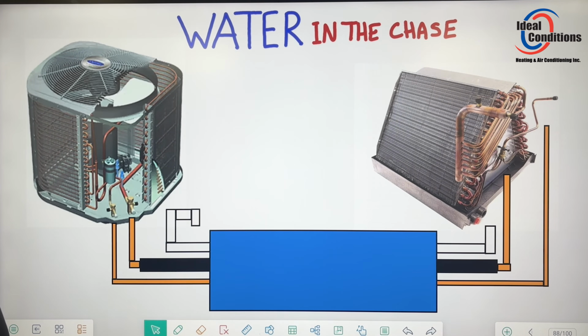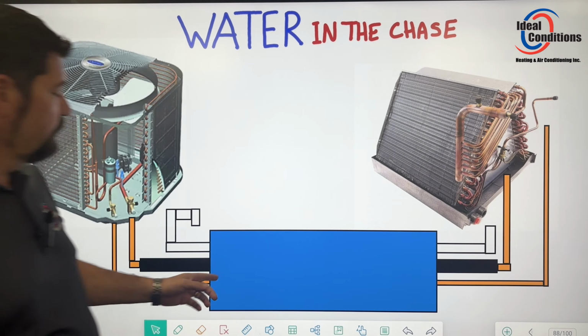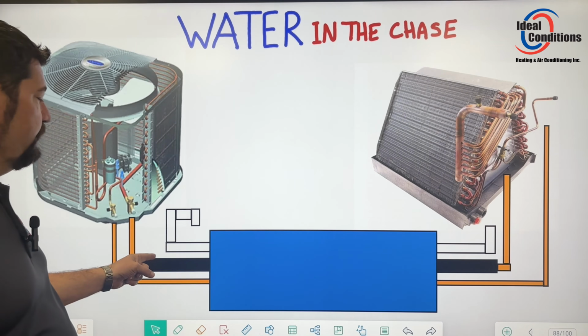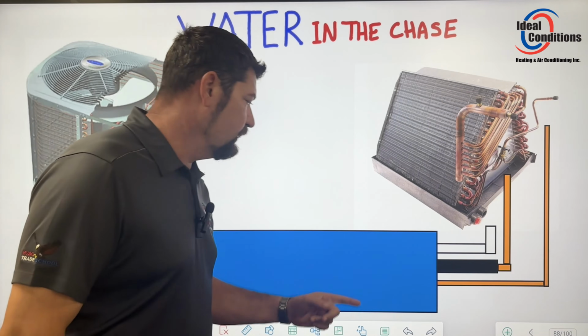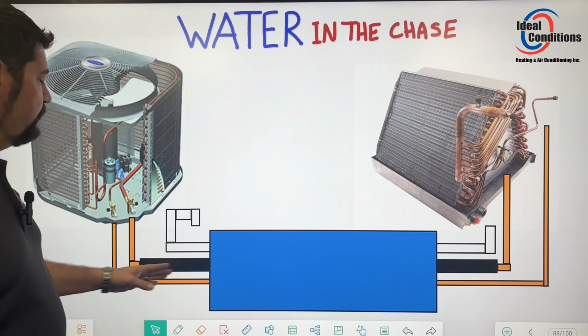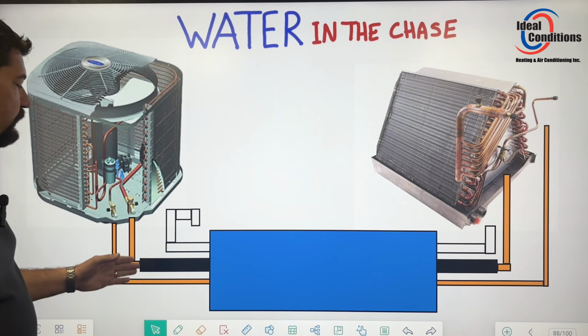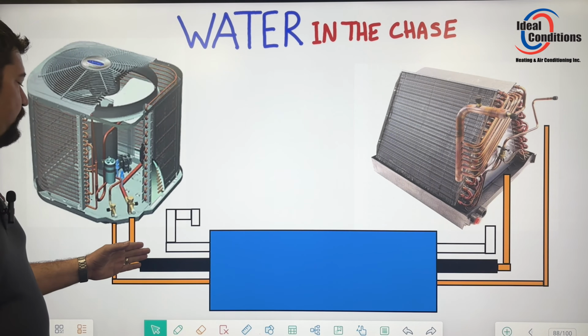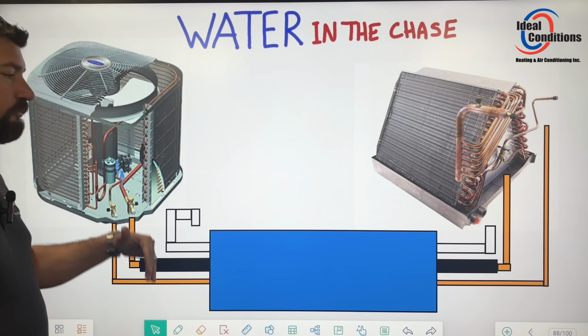Let's just say that the system had a low superheat, and you measured a low superheat. Well, if you're a good technician, but you didn't quite understand that there could be water in the chase, you see a low superheat, the first thing you do with a low superheat is you wind up removing refrigerant.